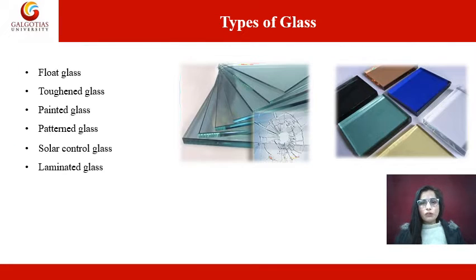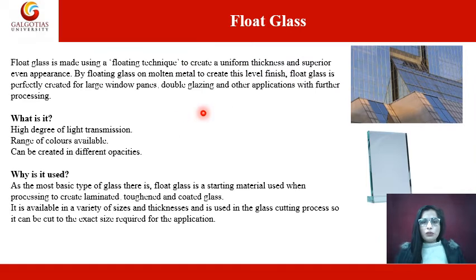Now we come to types of glass. Here we have some different types of glass: float glass, toughened glass, painted glass, patterned glass, solar control glass and laminated glass. The first type is float glass. This type of glass is commonly used in multi-story office developments as it gives a modern and stylish look in comparison to opaque building material.